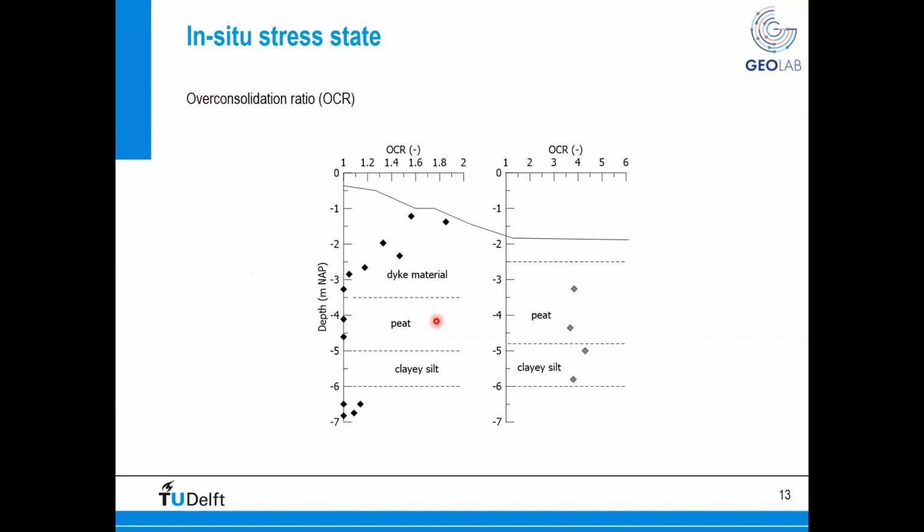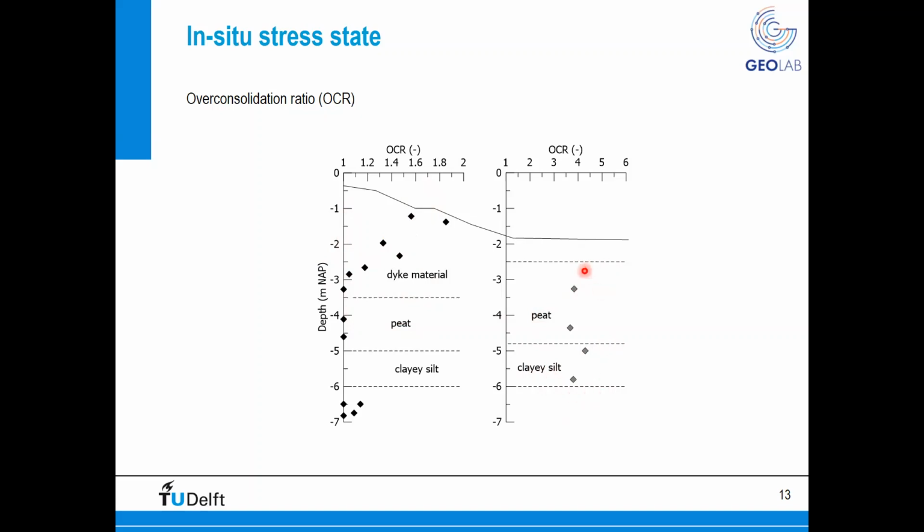Now, another important feature of characterizing the initial stress state of our soil, which is fundamental to then design the failure test, is also defining the overconsolidation ratio in the field. So you see here the overconsolidation ratio that we derived from oedometer tests. The dike material is slightly overconsolidated. The peat layer underneath the dike material, due to the higher confining stress, is normally consolidated. But it's quite interesting to see the overconsolidation ratio of the peat and clayey silt at the toe of the dike.